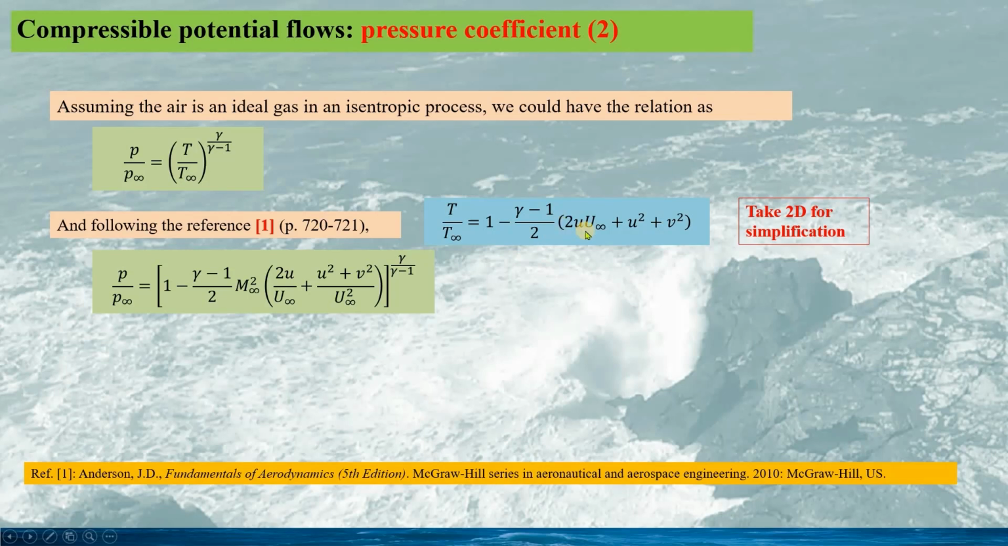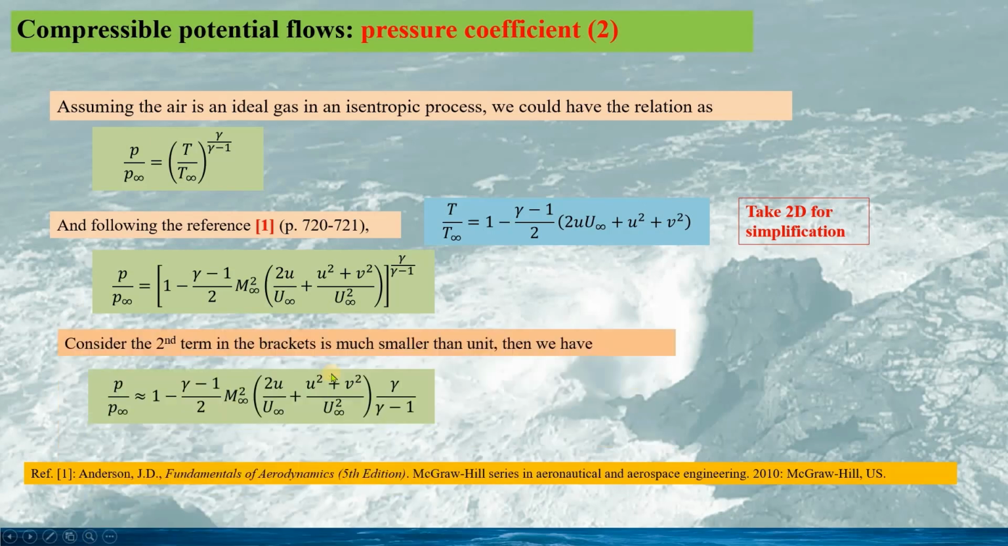If we substitute this expression into the relation between the pressure and the temperature, we can obtain the expression as this. And considering the second term in the bracket is much smaller than unity, we can have the approximation for the pressure expression given as this and this.